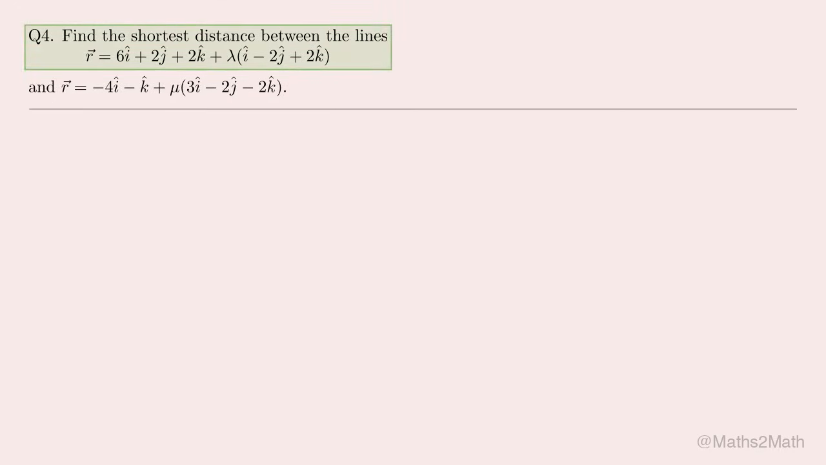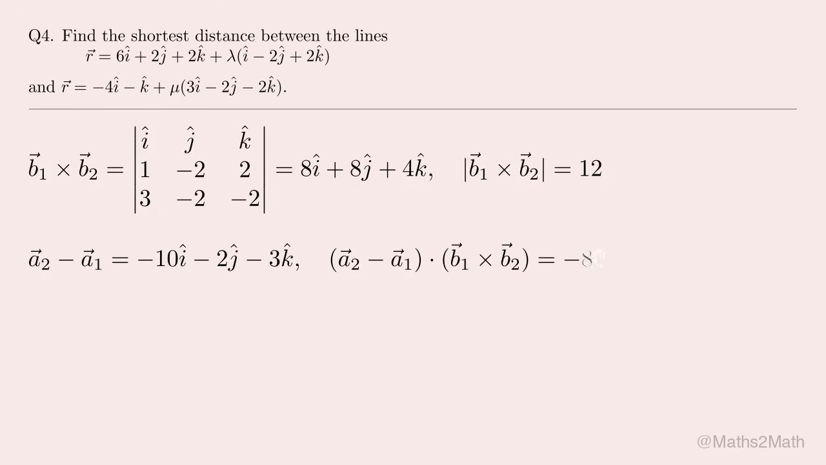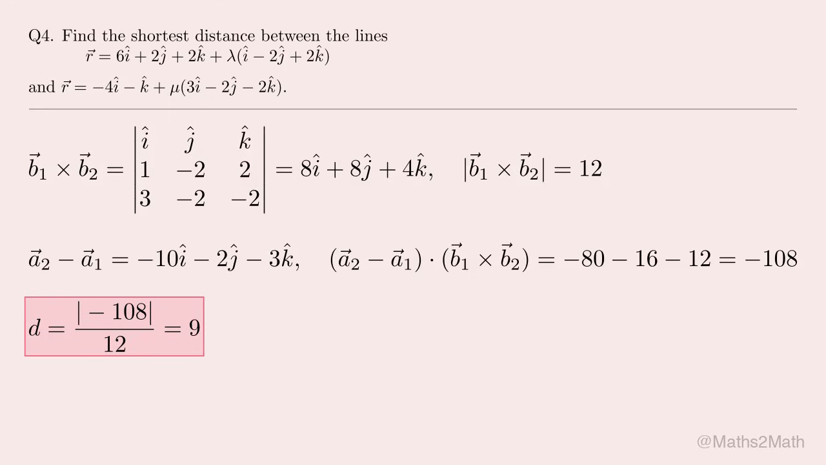Question 4. Skew lines one last time. Cross product, gap vector, quotient. The cross of 1, minus 2, 2 and 3, minus 2 is 8i hat plus 8j hat plus 4k hat, magnitude 12. The gap is minus 10, minus 2, minus 3. Its dot with the cross is minus 80, minus 16, minus 12, minus 108. Modulus 108 over 12. The shortest distance is 9.